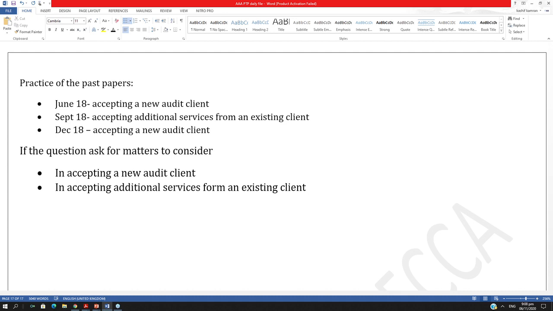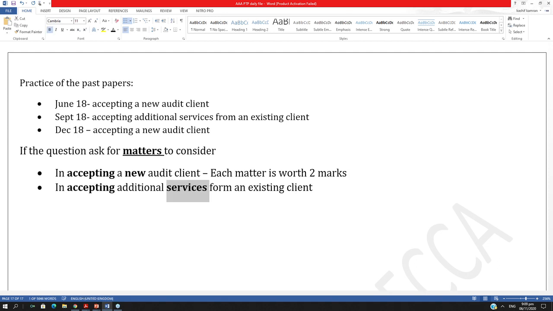The most latest marking scheme is that if the examiner asks for matters in accepting a new client, then each matter is worth 2 marks. So if the examiner has given you 8 marks, you will divide 8 by 2 and write 4 matters. But if the question is about accepting services from an existing client, then each matter is worth 1 mark. So if the question is for 8 marks, you will write 8 matters from the case study. Is that clear, marking scheme?